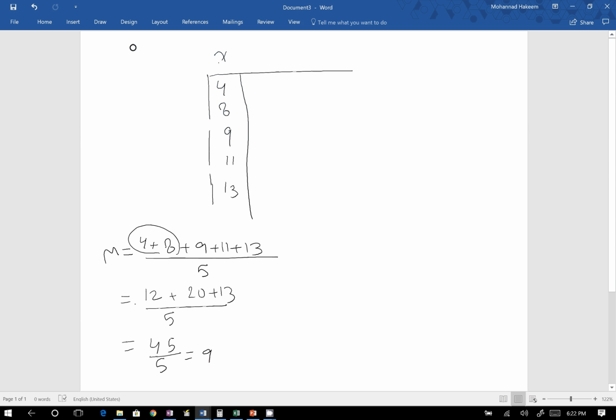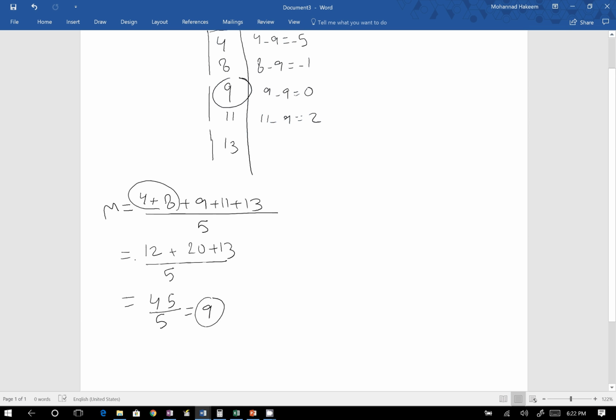So this is my x, and now I have to calculate x minus mu, x minus the mean. So 4 minus 9, which is -5. 8 minus 9 is -1. 9 minus 9 is 0. So this point is exactly at the average. If it was a grade, this student got exactly the same grade as the average of the class. 11 minus 9 is 2. 13 minus 9 is 4.